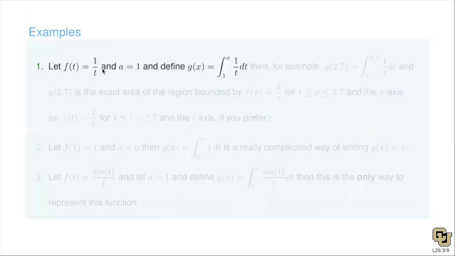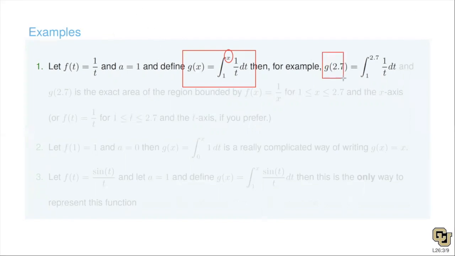Here I pick f to be 1 over t and a to be 1. And so here we have this new kind of function. Here, the x right here, that's the input. So for example, suppose I give you an input of 2.7. Then g of 2.7 has a geometric interpretation. First of all, g of 2.7 would be this integral here from 1 to 2.7, 1 over t dt, something we can calculate using Riemann sums.